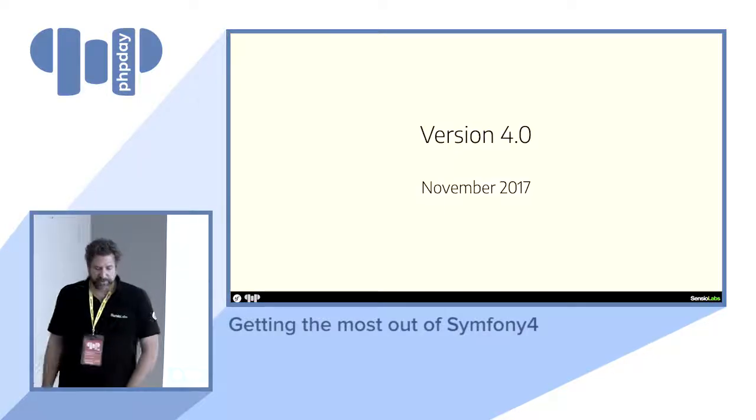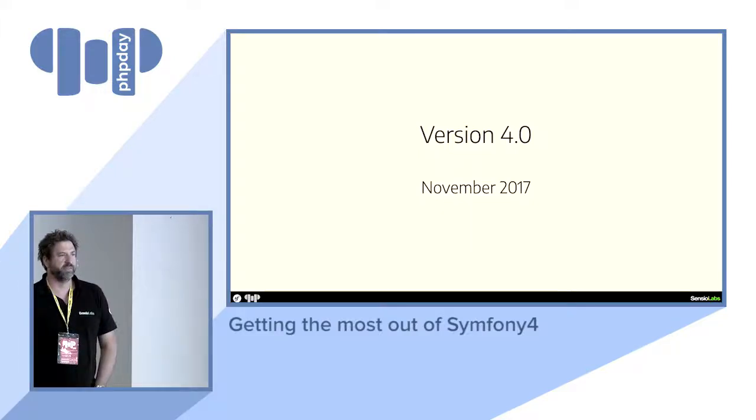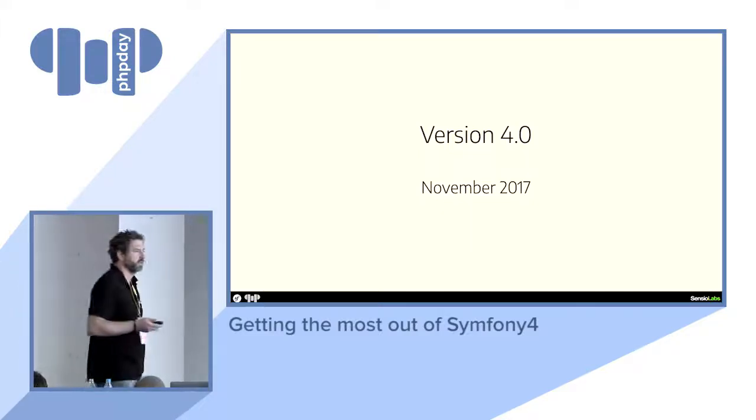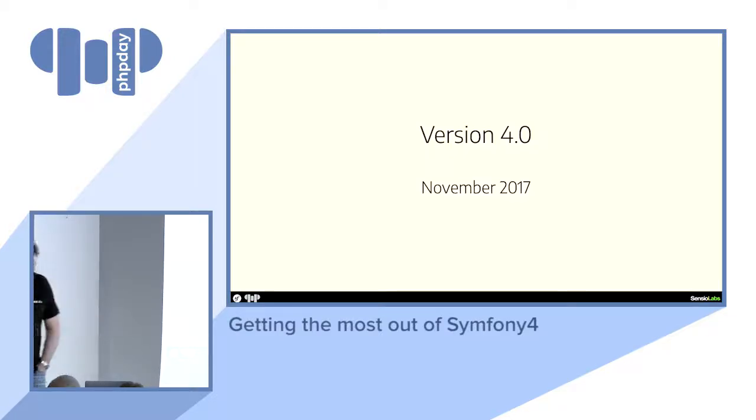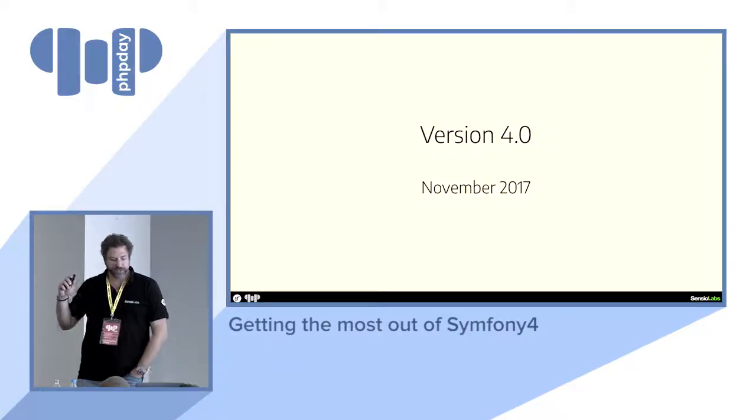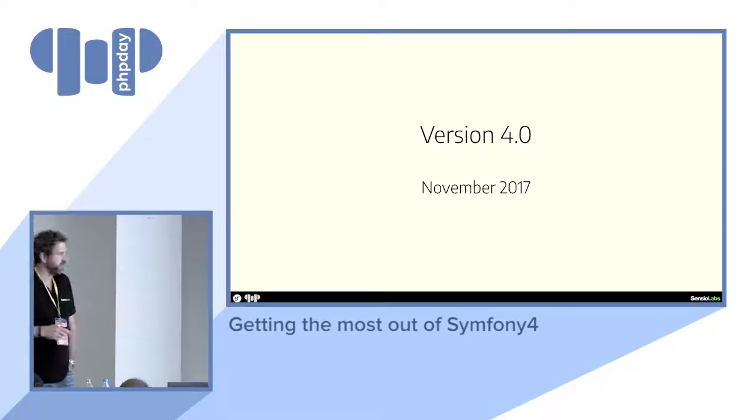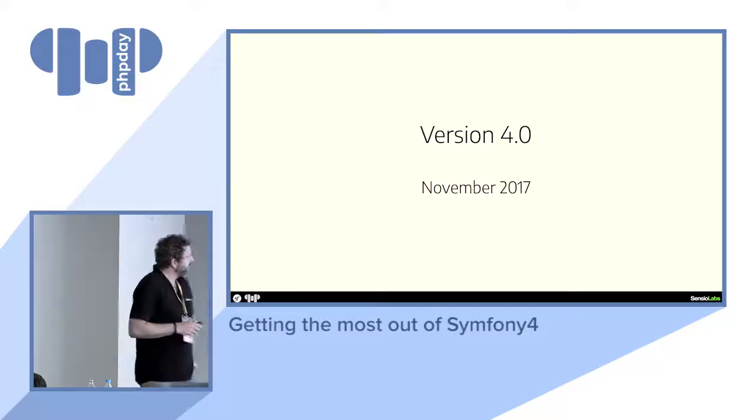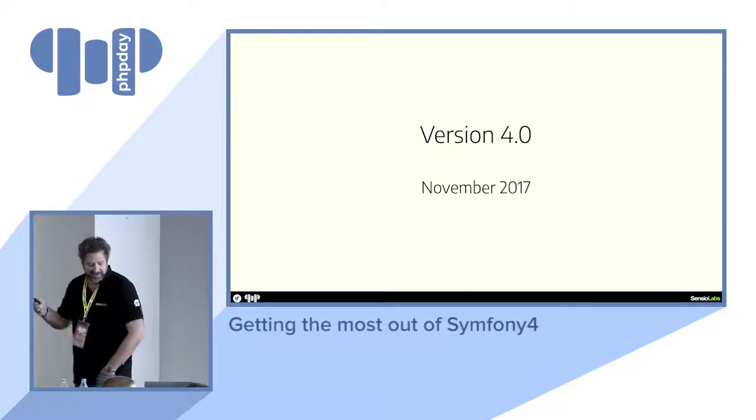So we have version 4, and actually we have had that since November 2017. And who has worked with version 4? Okay, actually in production? Yeah, sort of. Okay. Actually, we're going to have a version 4.1 in 2 weeks at the end of May. But actually, this talk is more about 4 because 4 is the major break.